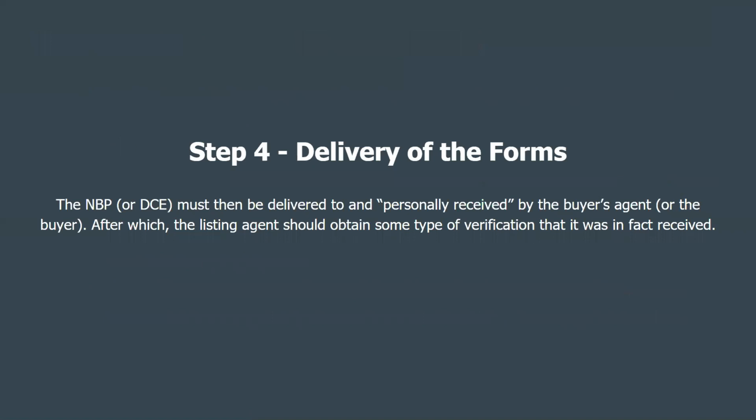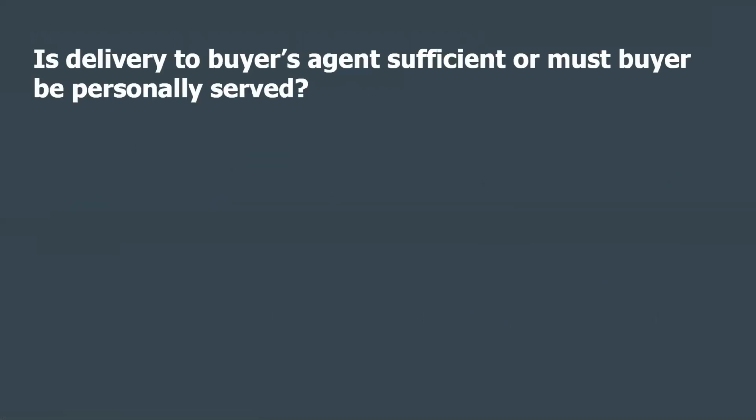So step 4, delivery of the forms. Notice of Buyer to Perform or DCE must be delivered to and personally received by the buyer's agent or the buyer, after which the listing agent should obtain some type of verification that it was in fact received. So is delivery to the buyer's agent sufficient, or must a buyer be personally served?